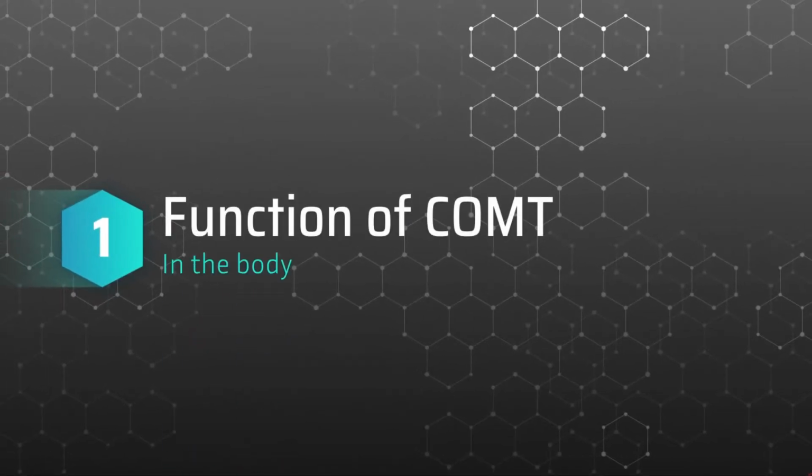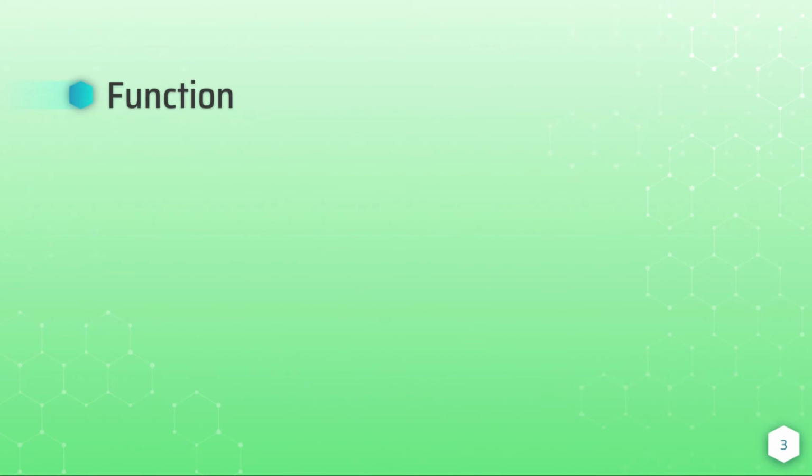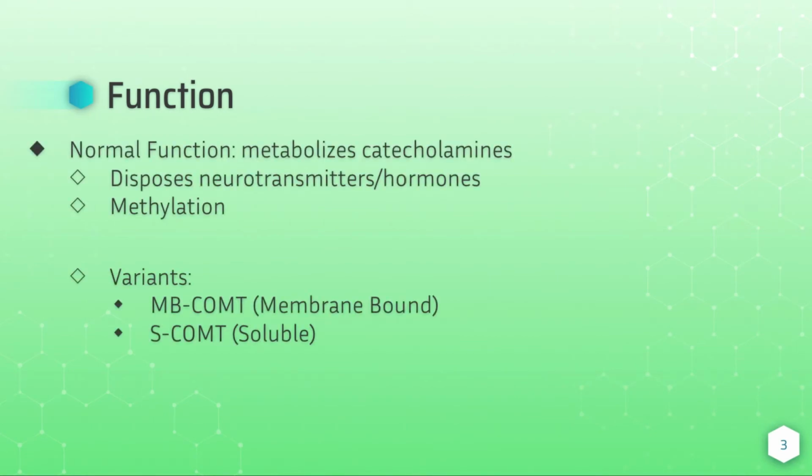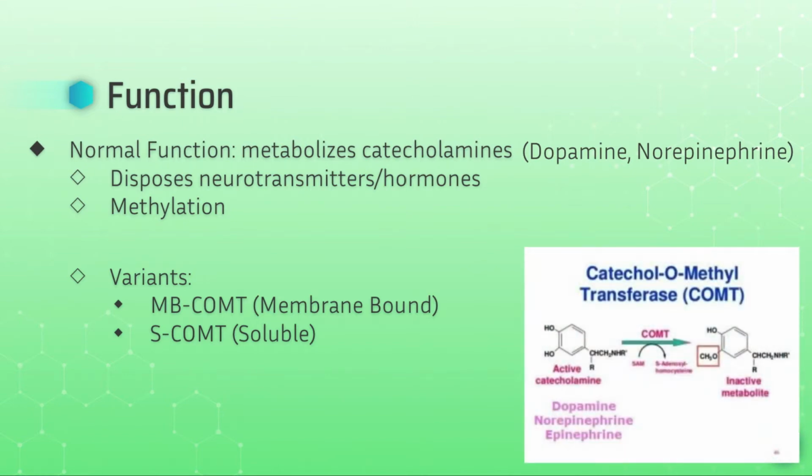Alright guys, let's get into the function of Catechol-O-Methyltransferase. So COMT's normal function is that it metabolizes catecholamines. These are the hormones and neurotransmitters that are produced by the adrenal glands on top of your kidneys. Some examples here include dopamine, epinephrine, and norepinephrine. COMT inactivates and thus metabolizes catecholamines through a process called methylation. I'll talk more about this later.